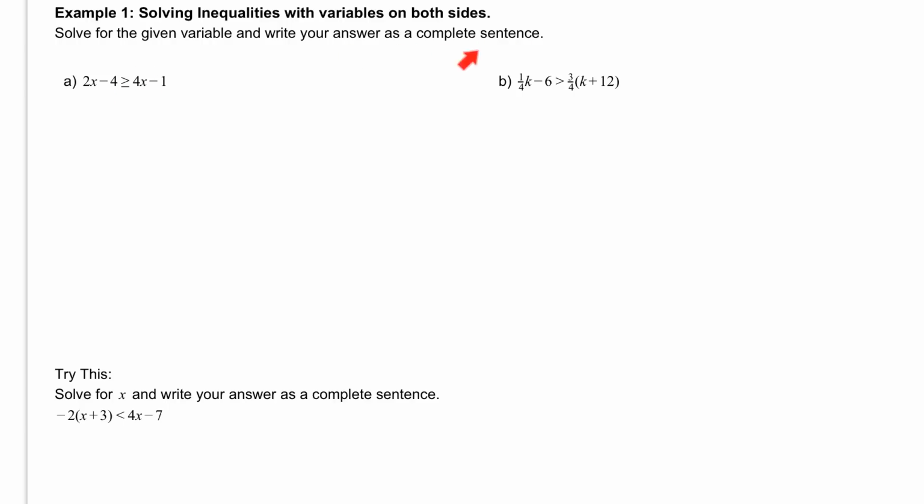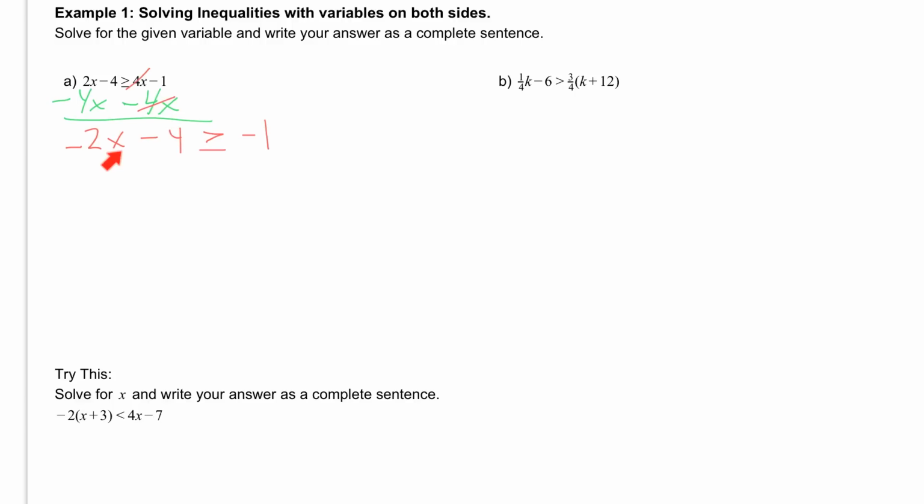Since I want to write my answer as a complete sentence, with inequalities it's easier if your variable is over here on the left so you don't have to switch it later. So I'm going to start by subtracting 4x on both sides. And when I do that, I end up with negative 2x minus 4 is greater than or equal to negative 1, since these will cancel out.